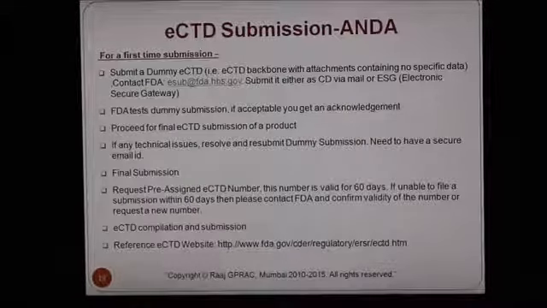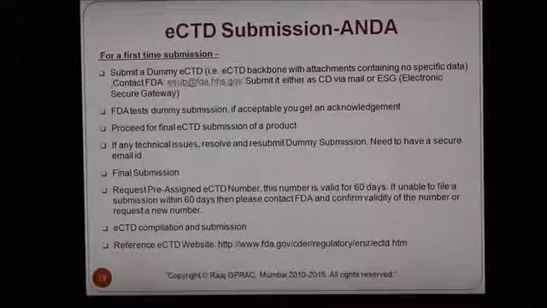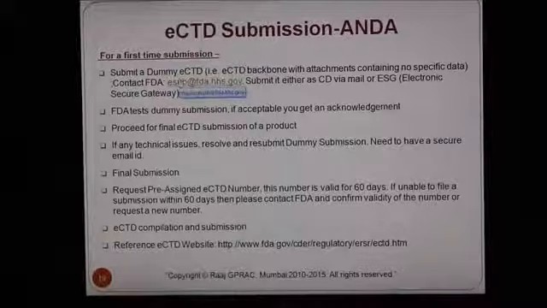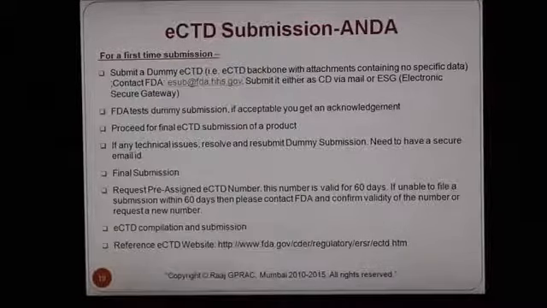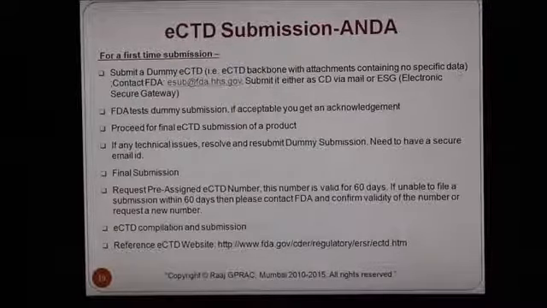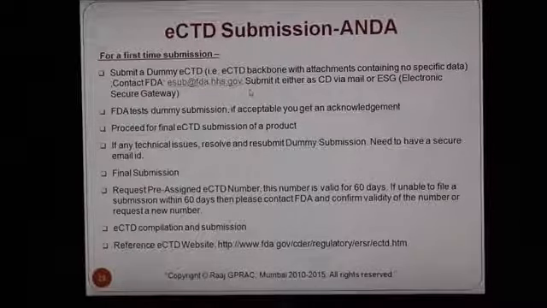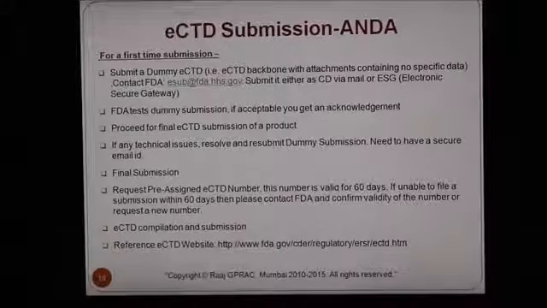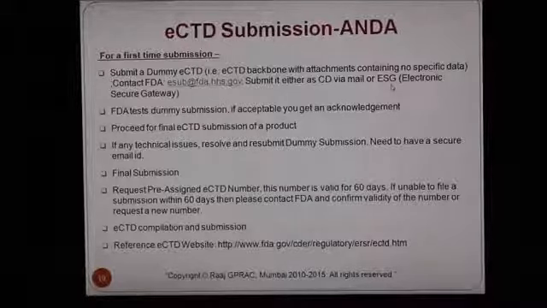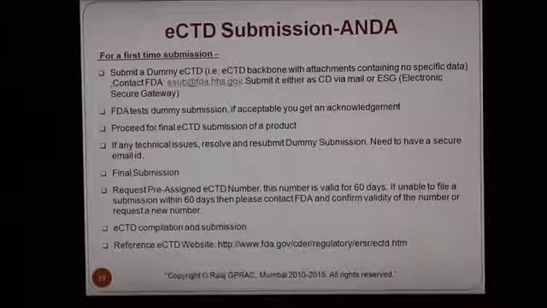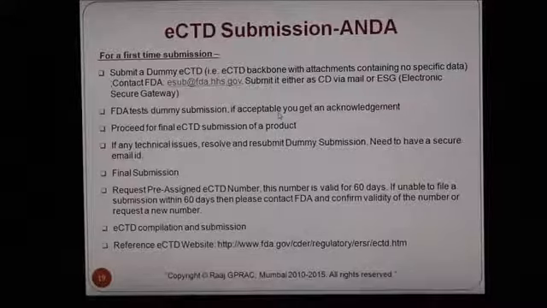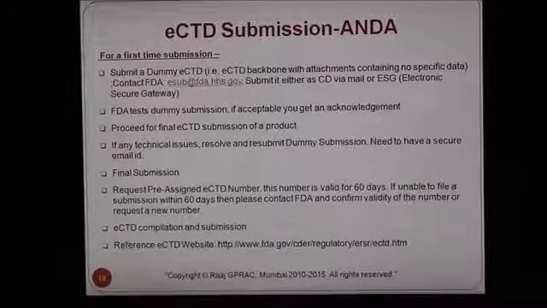Now when your eCTD sequence 0 version is ready with you, you can upload a dummy submission. You can submit a dummy eCTD backbone with attachments containing no specific data to FDA at esub@fda.hss.gov.com. Submit it either as a CD, via email, or you can upload through ESG. ESG is an electronic secure gateway. So FDA tests the dummy submission. If it is acceptable, you get an acknowledgement. Proceed for final eCTD submission of the product.